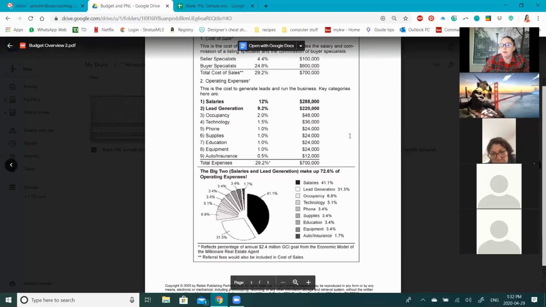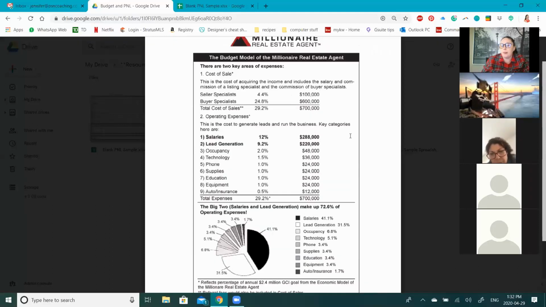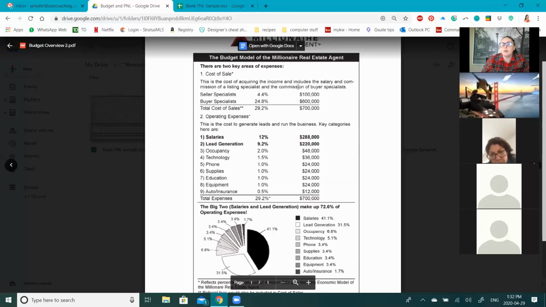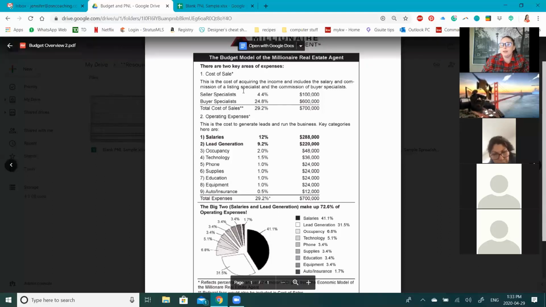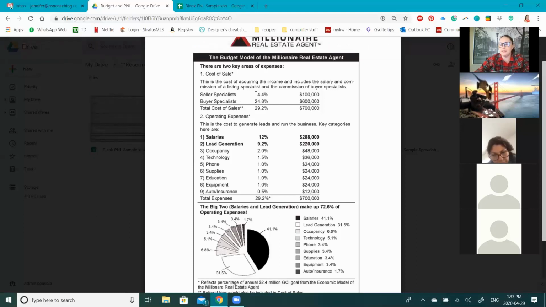Can you explain more that number 1, cost of sales, like what they mean by seller specialist and buyer specialist? So cost of sales, according to the Millionaire Real Estate Agent, is what it costs you to acquire the income that you're making. As a business model with a team, my cost of sales would really just be paying my listing agent and my buyer agent, right? So that's what they have here.